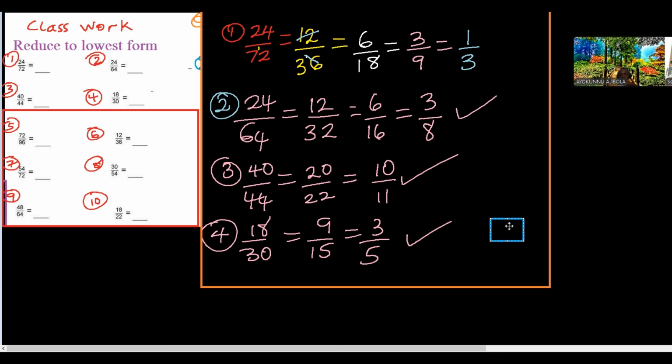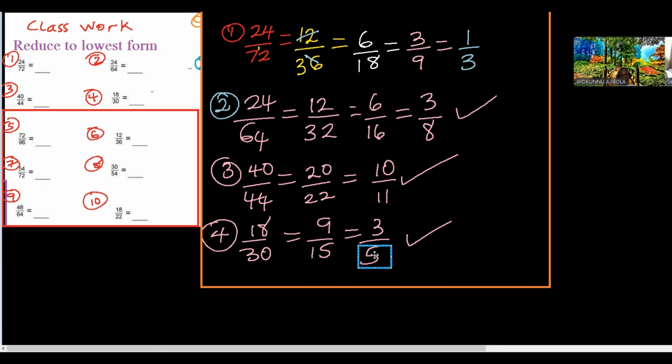18 divided by what gives 9? And 30 divided by what gives 15? I'm not really sure. 18 divided by 2 gives 9. Say that, let me hear you. 18 divided by 2 gives us 9. Then 30 divided by 2 gives 15. So what will you divide 9 with to get 3? 9 divided by 3 gives me 3, and 15 divided by 3 gives me 5.